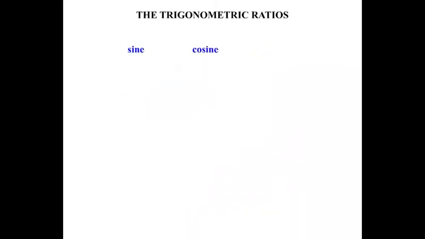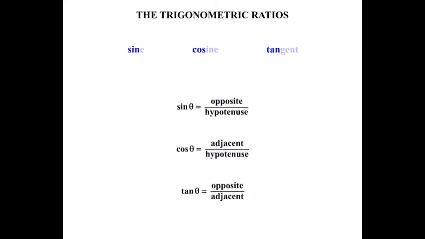Now, sine, cosine, and tangent. These are the trigonometric ratios. Now, let's drop off the e, and we call that sine. Cos, short for cosine. Tan, short for tangent. So we'll say sine, cos, and tan when we refer to these ratios. Now, sine theta equals the opposite over the hypotenuse. Cos theta equals the adjacent over the hypotenuse, and tan theta equals the opposite over the adjacent.